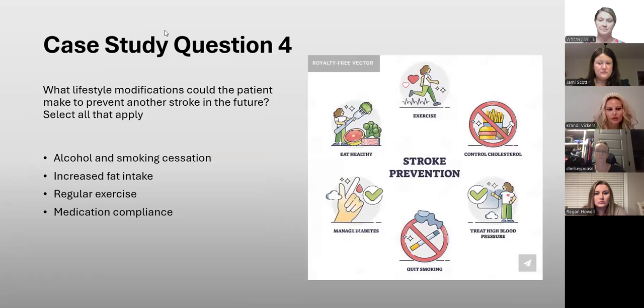Moving on to question 4, what lifestyle modifications could the patient make to prevent another stroke in the future? Select all that apply. Alcohol and smoking cessation, increased fat intake, regular exercise, medication compliance. The correct answer is alcohol and smoking cessation, regular exercise, and medication compliance. These are modifiable risk factors that can reduce your chance of having a future stroke, or even doing these things can prevent you from having a stroke in general.